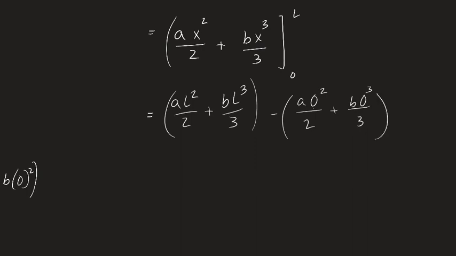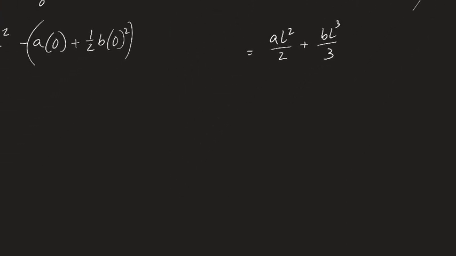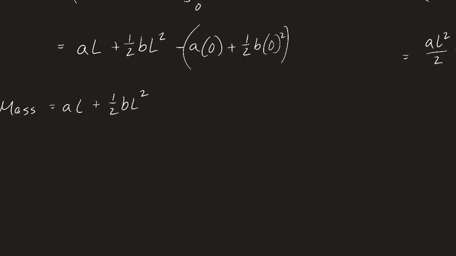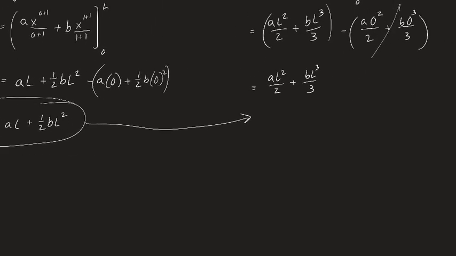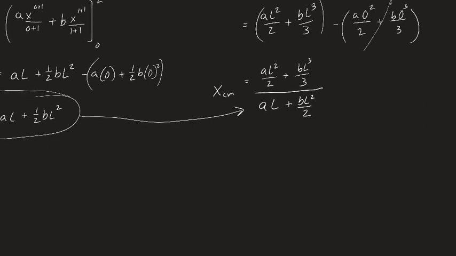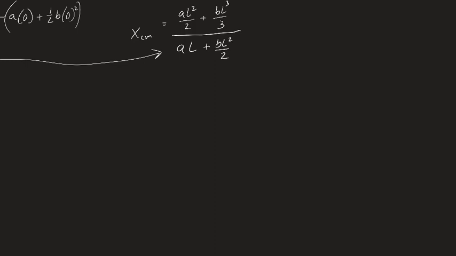So the whole right part, this is just all 0. And I get AL squared over 2 plus BL cubed over 3. This is the top part of the center of mass formula. The bottom part was what we just found a moment ago. This is the mass. So the center of mass, X center of mass, will have AL plus BL squared over 2. All right, so now we've gotten someplace.